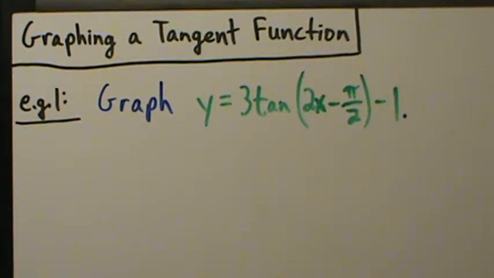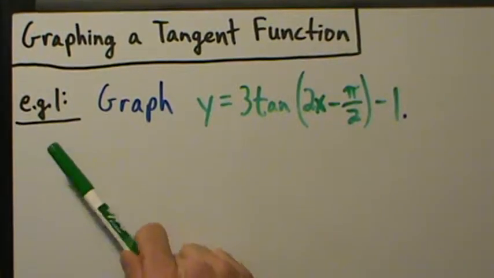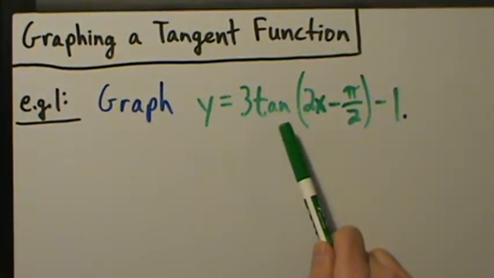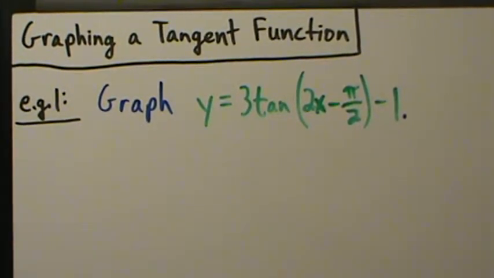In this video, we're going to start talking about how to graph a more complicated tangent function. So here we have example 1: graph y equals 3 times the tangent of 2x minus pi over 2, and then minus 1.